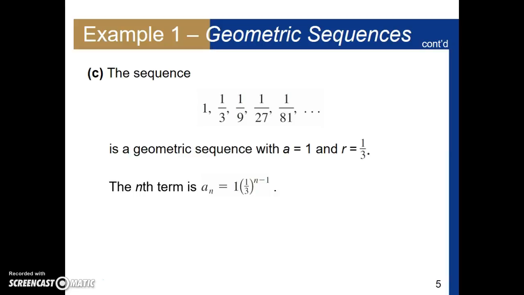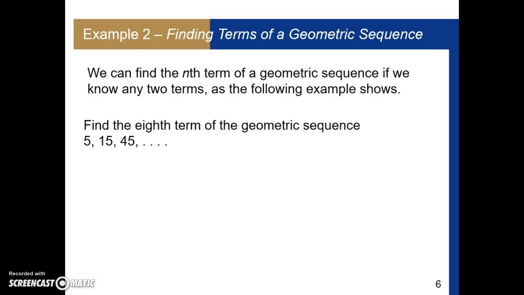We usually don't write 1 times, but it's shown here so you can see that it is in there. And it's 1/3, because that's r, to the n minus 1. So we can find the nth term of a geometric sequence if we know any two terms. We just take the second term divided by the first term, or the third term divided by the second term. We take the right term and divide it by the term just to its left. That gives us the common ratio, and then the first term is always a.